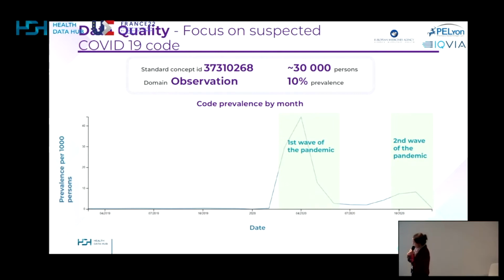On the contrary, this slide is not about that code. This code is not for people for whom we are sure that they have COVID, but for people with a suspicion of COVID. So the prevalence is a bit higher than before. And we can also see that for the first wave of the pandemic, contrary to what happened before, it is really higher than the second wave spike, showing that the tests weren't available during the first wave.